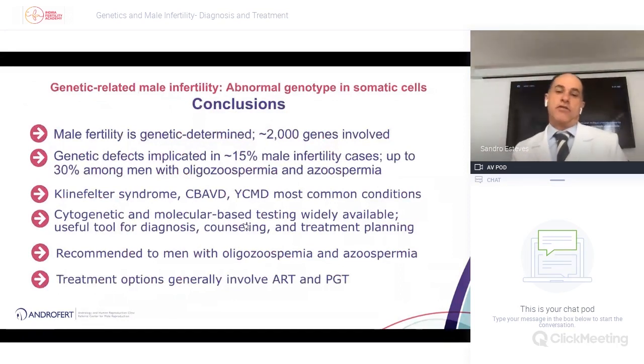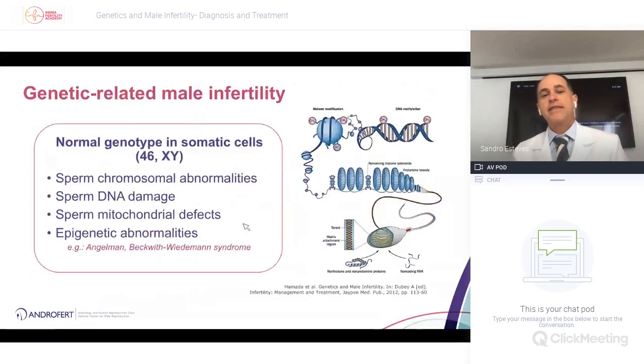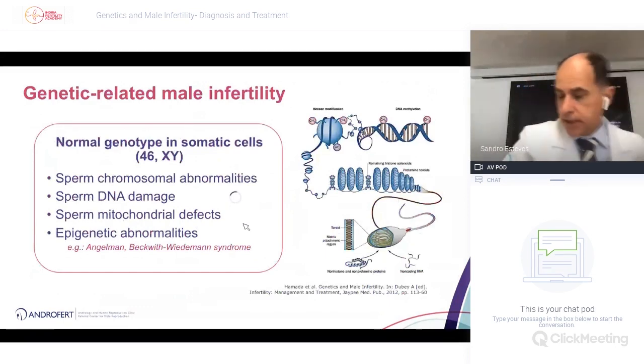Now, I want to dedicate some minutes of my talk to the second aspect of genetic-related male infertility, which are the patients in which the genotype is completely normal in somatic cells. So there's nothing wrong. The problem will only affect sperm. And then we can have, as I said before, sperm chromosome abnormalities, sperm DNA damage, mitochondrial defects, and epigenetic abnormalities.